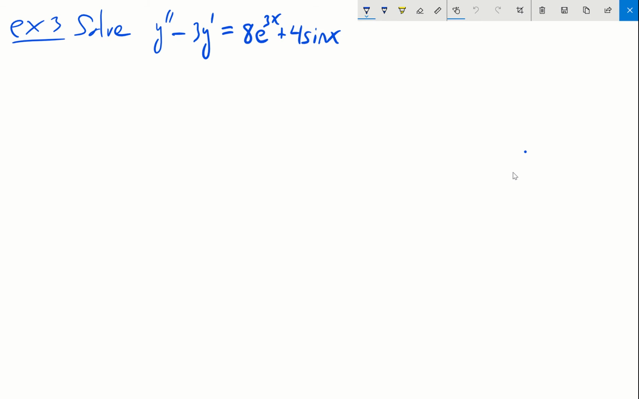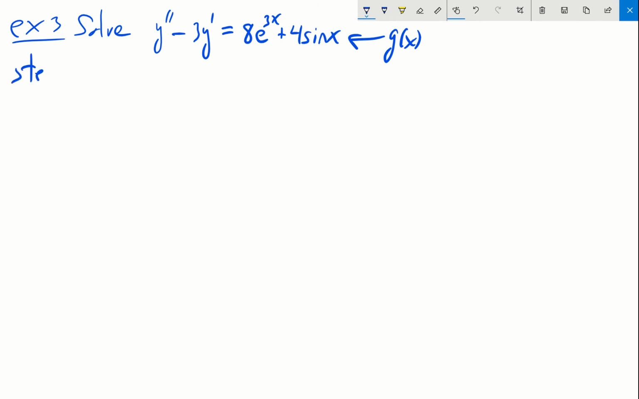Let's go ahead and look at an example. Let's solve example 3. y double prime minus 3y prime equals 8e to the 3x plus 4 sine x. We know that we can use the methods from this section because we have a linear differential equation with constant coefficients. Furthermore, the function g of x on the right-hand side is composed of those functions that are in our list of ones that we can annihilate with some linear differential operator.